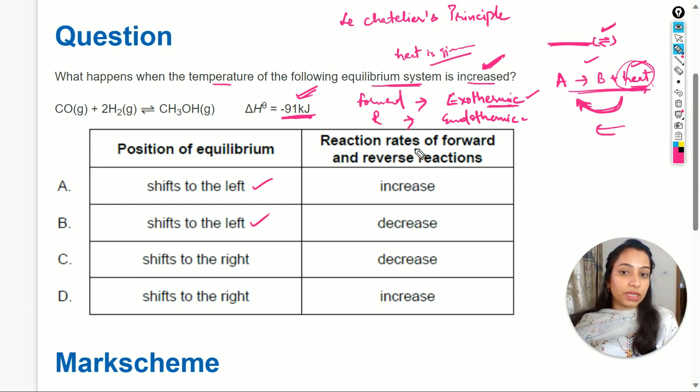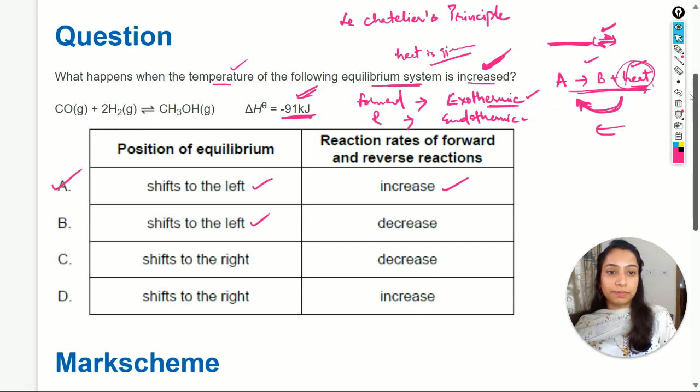So you can see the next part of the question is the reaction rates of the forward and reverse reactions. We have already discussed in previous chapters that if we increase the temperature of the system or any reaction, then it will increase the rate of the reaction. Here at the equilibrium state, the reverse reaction and the forward reaction both occur at the same time. So this increase in temperature will increase the rate of both the forward and the reverse reactions. Means the answer should be option A.